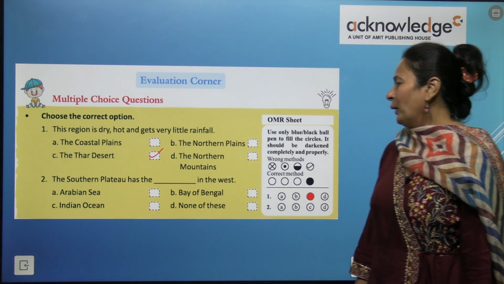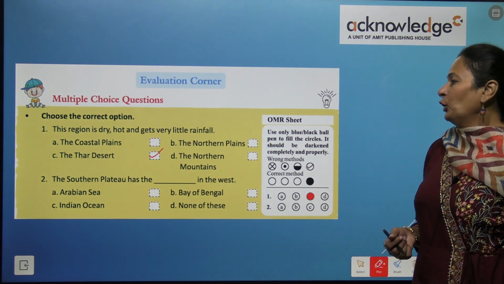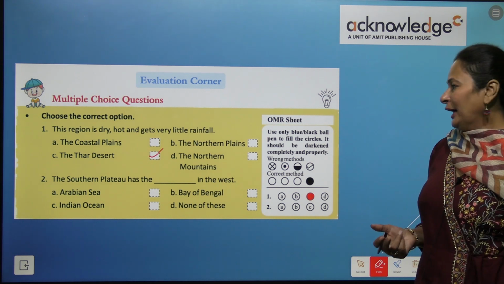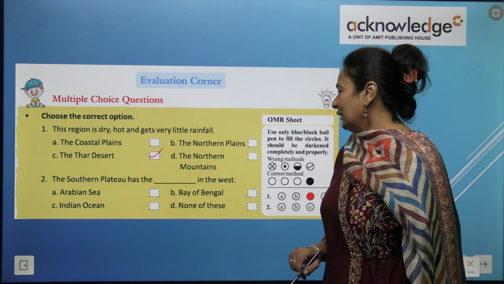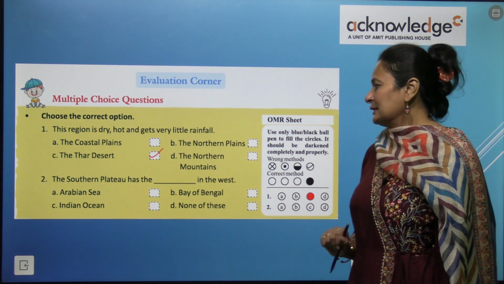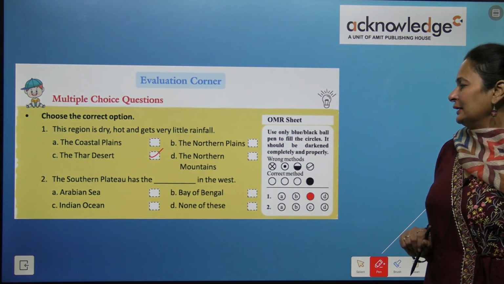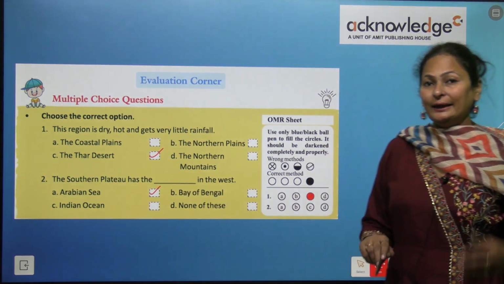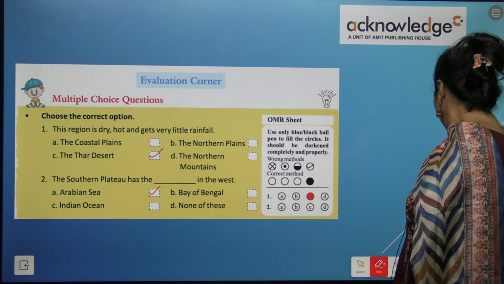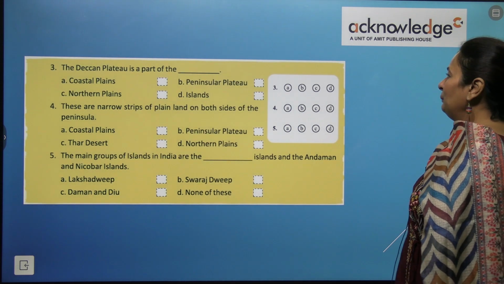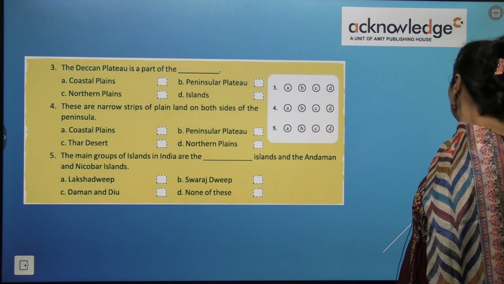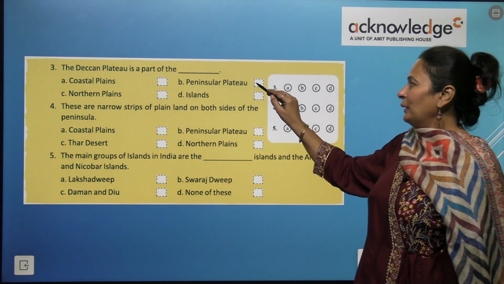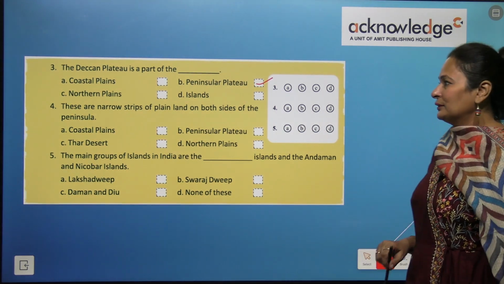The southern plateau has the dash in the west. The southern plateau or the plateau region has dash in the west direction. It is Arabian Sea, Indian Sea, Bay of Bengal and none of these. It is Arabian Sea in the west direction, right? Next, the Deccan Plateau is the part of coastal plains, northern plains, peninsular plateau or island. It is the part of peninsular plateau.